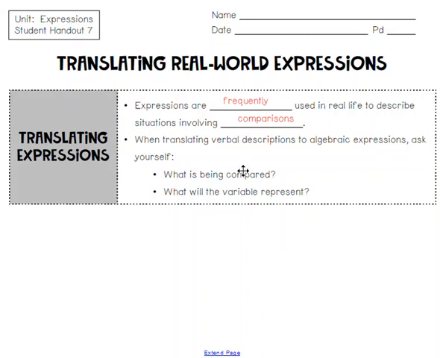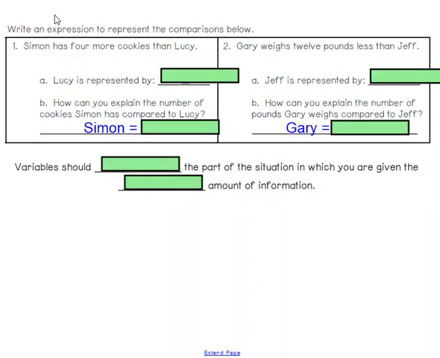When translating verbal descriptions to algebraic expressions, we need to ask ourselves a couple questions. What is it that's being compared? And what will the variable represent? Again, a variable is what it is because it can change. It can vary. That's where the root word is right there. It can change, and we can substitute different numbers and see what happens. So a lot happens when you have a variable in a problem. So let's look at these first few examples together.